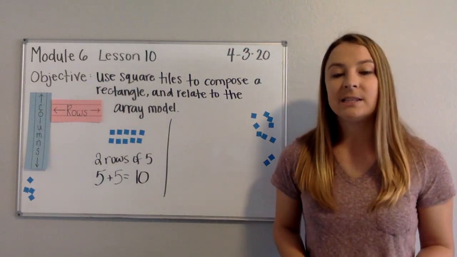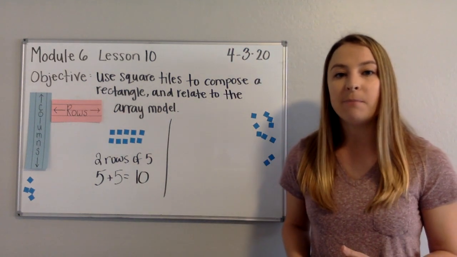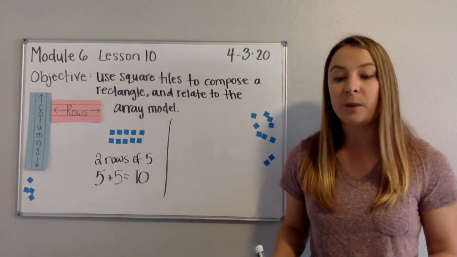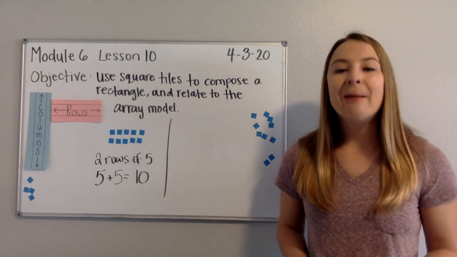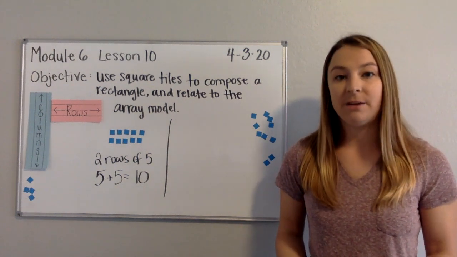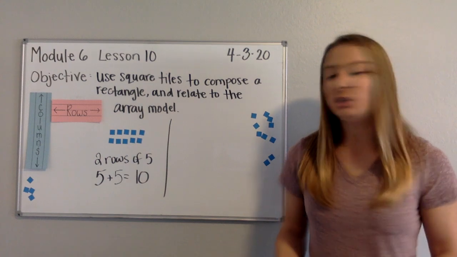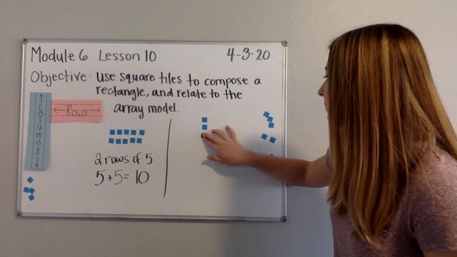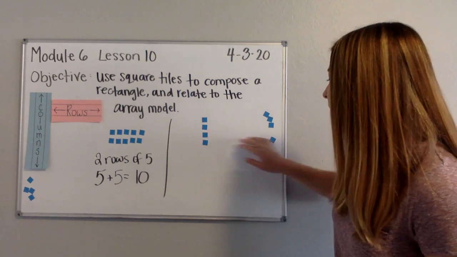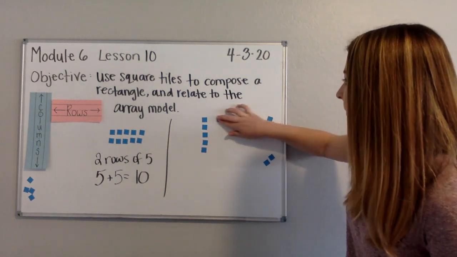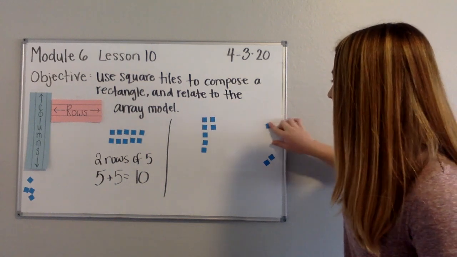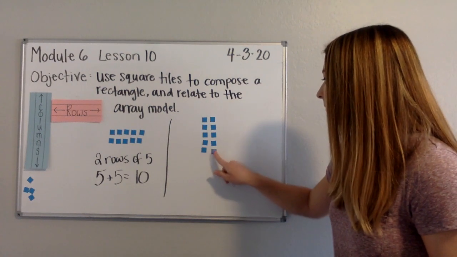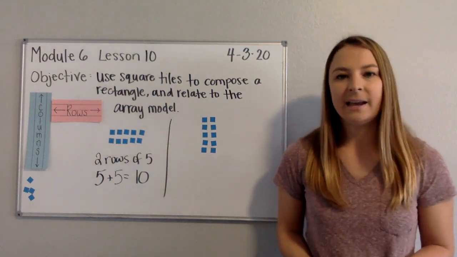Now I'm going to leave this example here and I'm going to move to the other side of my board for part 2. That way I still have part 1 to compare and contrast when I'm finished. For this one, I'm going to create 2 columns of 5. So go ahead and do that as I do mine. 2 columns of 5. Here is 1 column of 5. And there is my second column of 5.